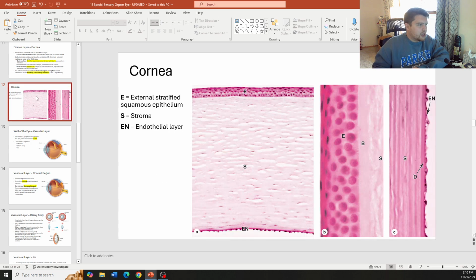Here is a histological view of the cornea right here. So here is our external stratified squamous epithelium. There's our endothelial layer, and then the stroma right there in the middle.